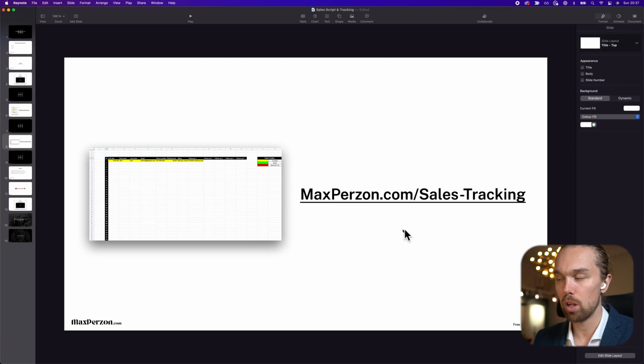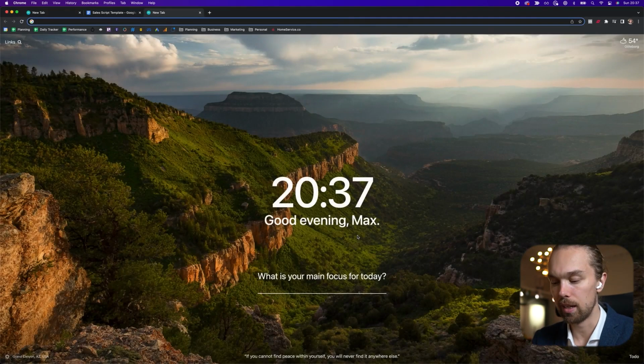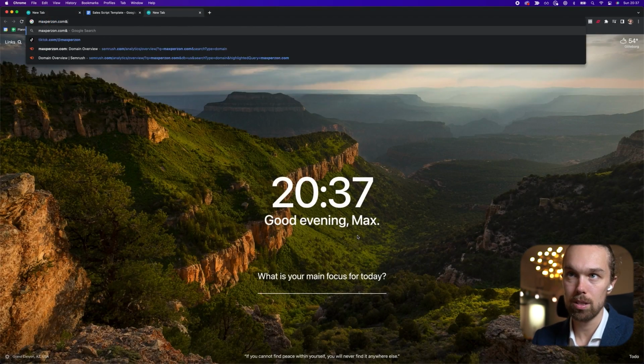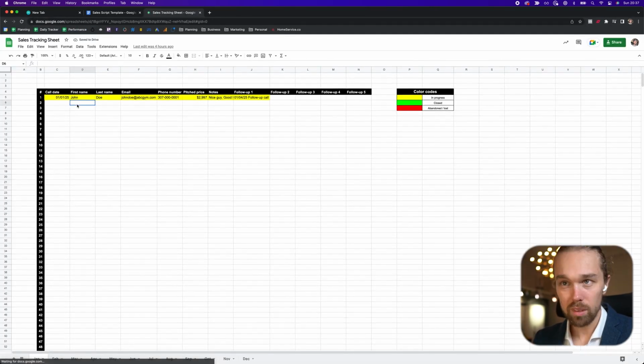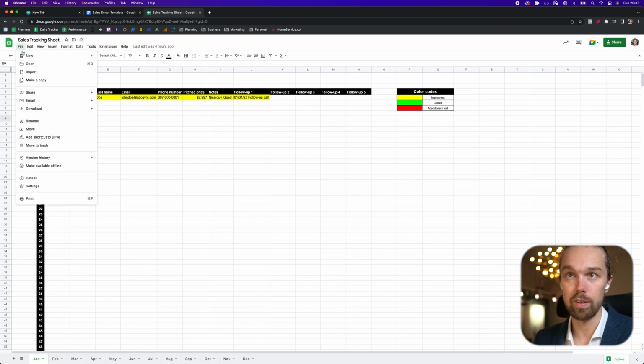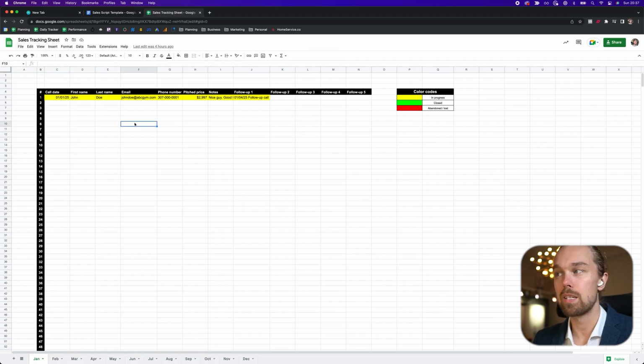So if you go to maxpearson.com/sales-tracking, you'll be taken to a simple Google Sheet, and here you can just click on File, make a copy, or save it. And yeah, it's very simple. We have different columns, and we have the calls here, right? And at the bottom we have the different months.